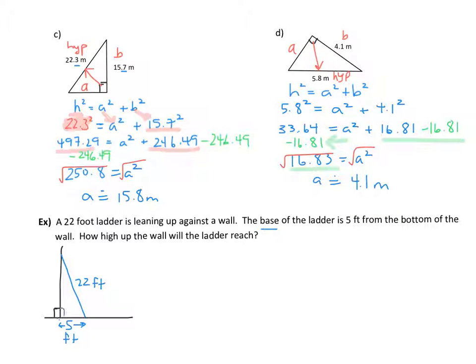That's really my hypotenuse. It's across from my 90-degree angle. So I'm going to label that with hypotenuse right away so I don't forget. And we want to know how high up the wall it's going to reach. So I'm going to make that a short side. I'll just call that side A. And this 5 feet is like my side B. So we need to solve for side A.